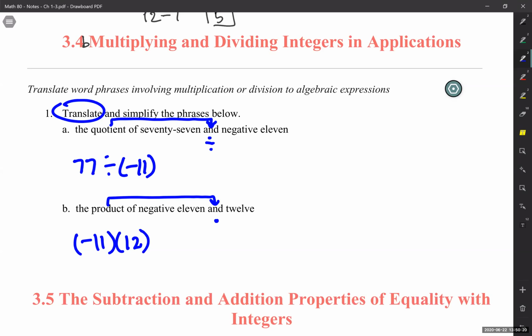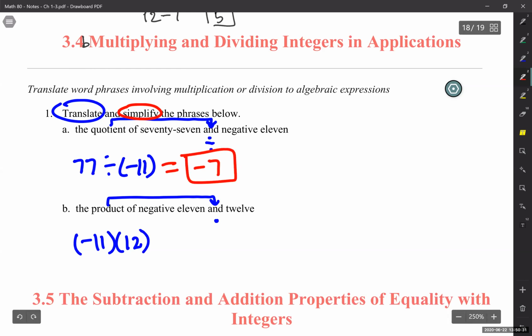Okay, so now we're going to simplify. 77 divided by negative 11, since there's one negative, they're opposite signs, we're going to get a negative 7 for the answer. And finally, again, it has one negative. 11 times 12 is 121, so negative 121. Kind of looks like absolute value because I was very sloppy with that writing. I'll make my 2 bigger. 121.